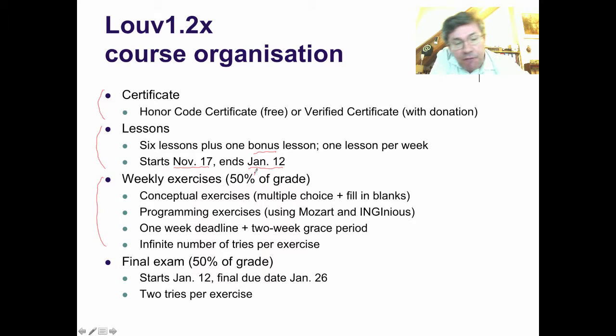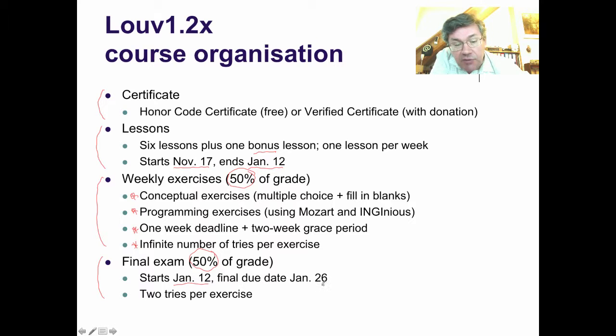These are worth 50% of the grade, the same as in Louvain 1.1x. There are conceptual exercises, multiple choice and fill in the blanks, and programming exercises using Mozart and Ingenious. We give you 1 week deadline nominally, but in fact we add 2, so you have 3 weeks for each exercise. There are an infinite number of tries for each exercise, so you are not penalized for trying many times.